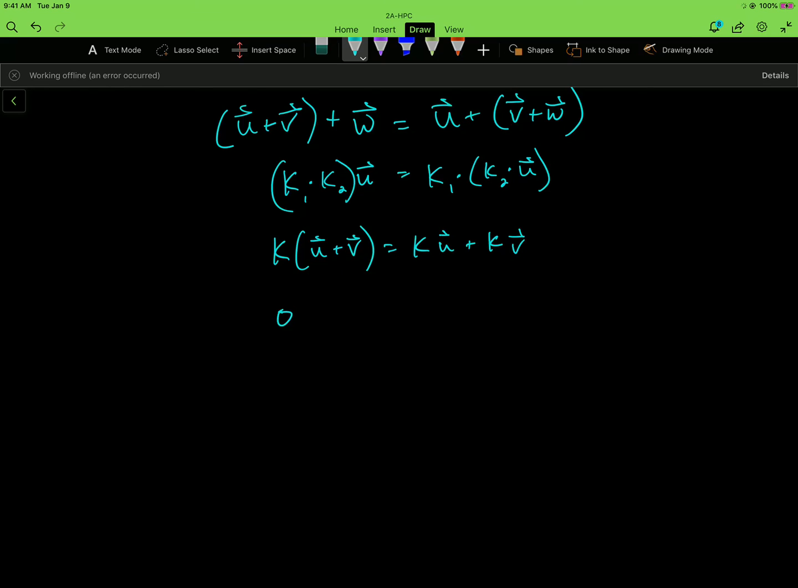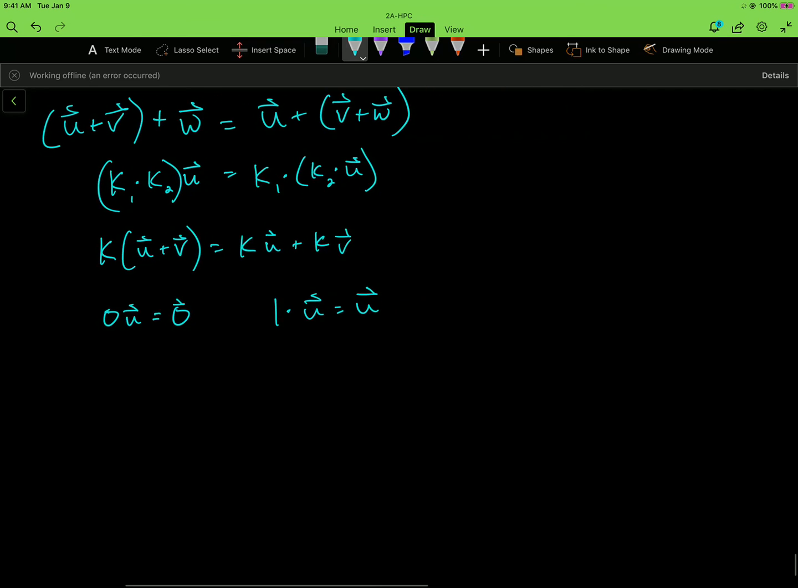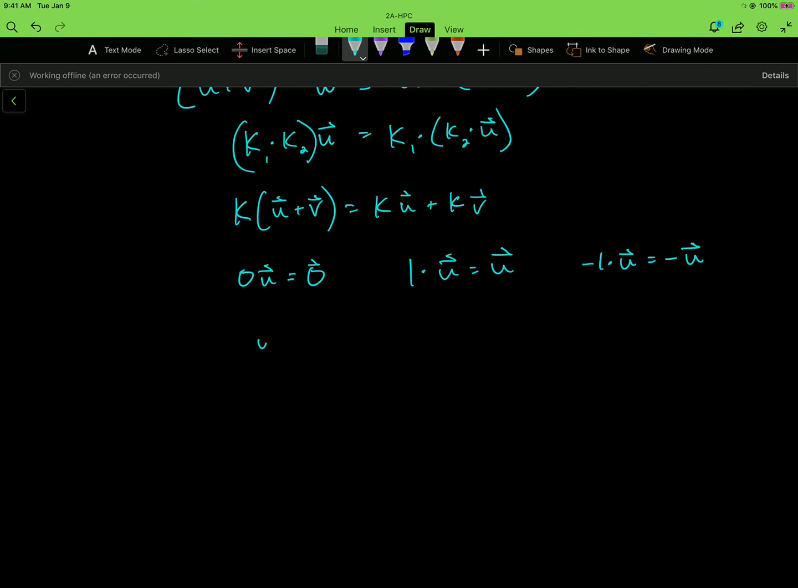Some other ones. 0 times any vector gives you the 0 vector. The scalar 1 times any vector gives you back the same vector. So 1 is still the multiplicative identity. Negative 1 times any vector will give you back the same vector but in the opposite direction. So it'll have the same magnitude but opposite direction. And then adding a vector to its opposite vector will still give you the 0 vector.